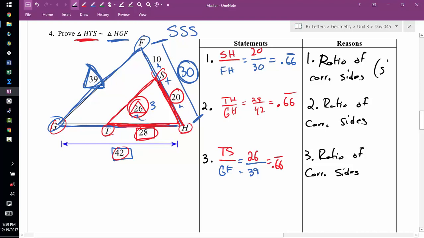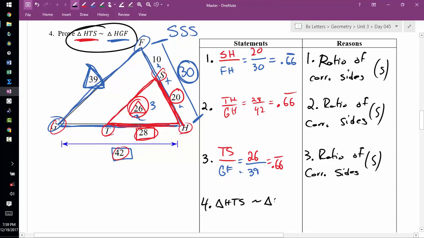And there's a side, and a side. And that's my way to verify I'm good to go. To write this similarity statement, triangle HTS is similar to triangle HGF via the side similarity postulate. Very nice. I'll see you in the next one.